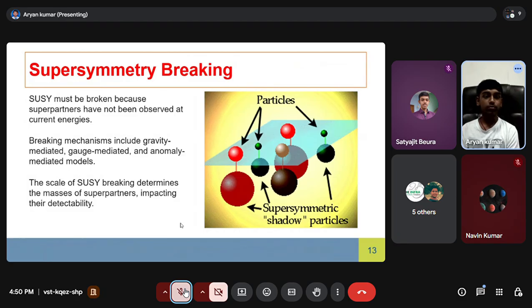Supersymmetry breaking. Supersymmetry must be broken because superpartners have not been observed at current energies. Breaking mechanisms include gravity mediated, gauge mediated, and anomaly mediated models. The scale of supersymmetry breaking determines the masses of superpartners, impacting their detectability.